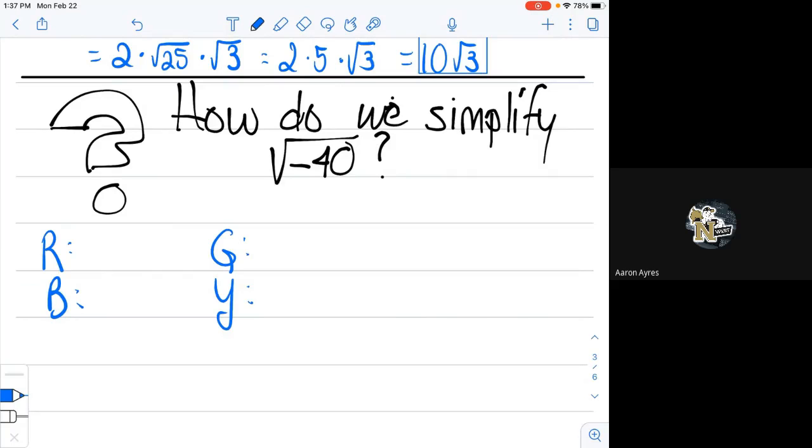So negative 40. So how do you do it? You want the biggest perfect square. So then what would that be? Well, negative 4, no. 8 and 5. None of those are perfect squares. We can do 4 and 10. Yeah. So it's 4 and 10.